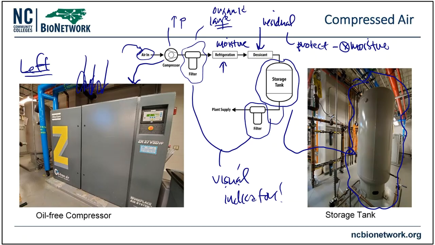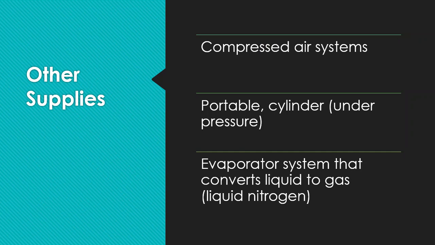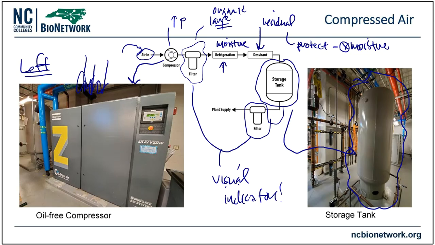Other supplies. Compressors, compressed air, that's great. But gases can actually be present in the manufacturing and in the laboratory settings in a number of different ways. Compressed air systems are just one of those, and we just talked about those. Number two are portable cylinders. So I want you to think of the picture here on the right-hand side, but just smaller.